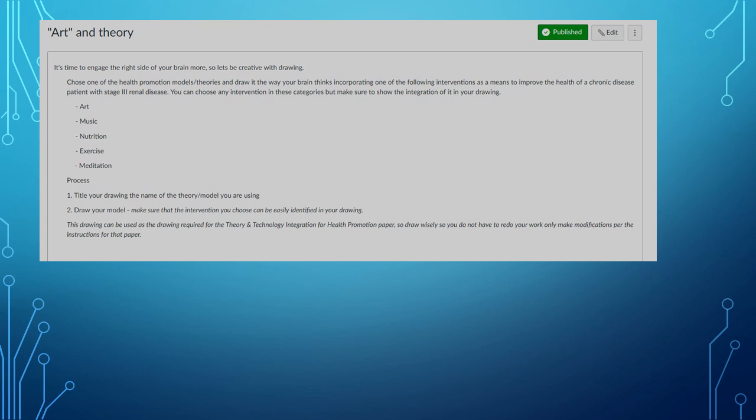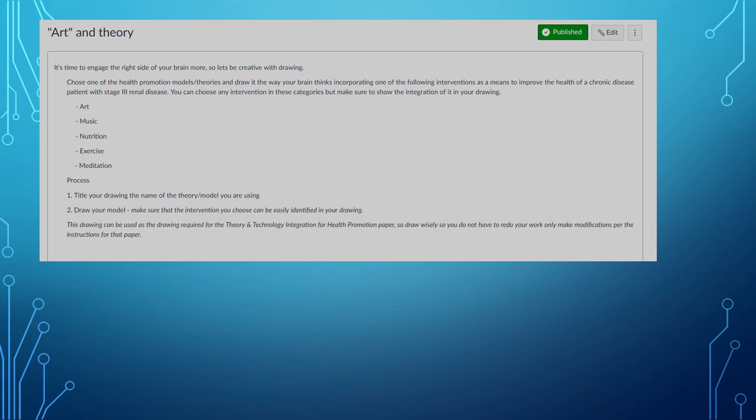I want you to incorporate into that model how you would work with a patient who has stage 3 renal disease and an intervention. And this is what you'll do in your comps, but I want you to just give it a go with looking at the models or the theories, whatever you choose to do or framework, and looking at the concepts of it. What does it look like from the literature or from the source that you're reviewing it at? And then draw it the way your brain would use it.